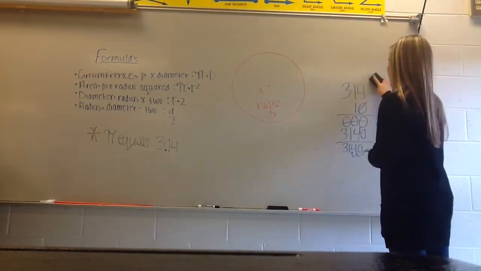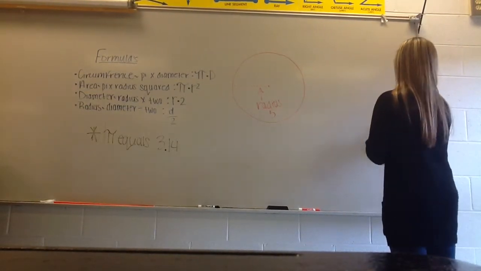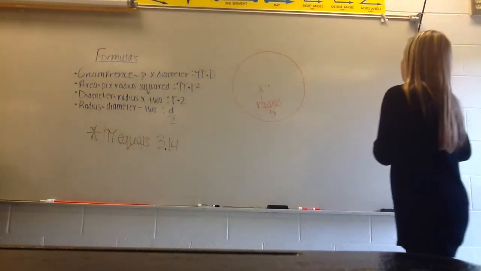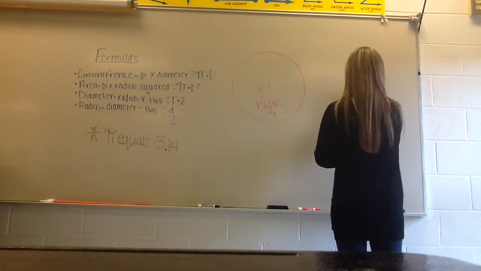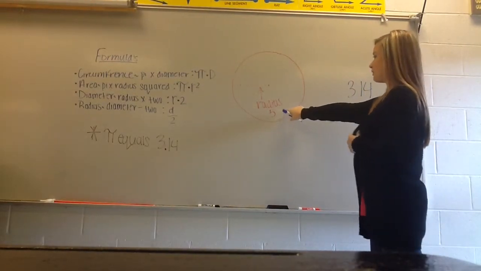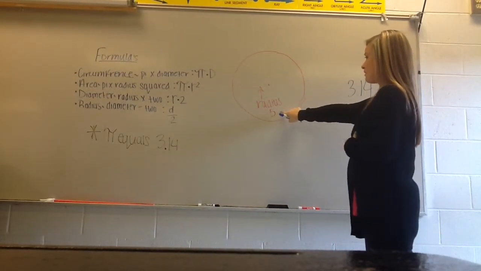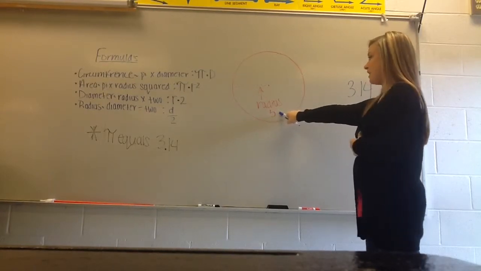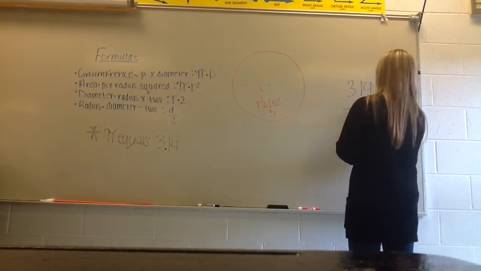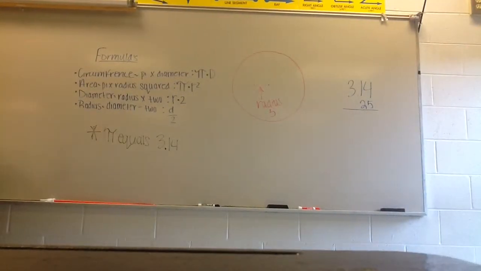Now we're going to do the area. The formula for the area is pi times radius squared. Pi is, again, just 3.14, and the radius squared, and the radius is 5, so 5 squared is 5 times 5, which is 25. So now we multiply 3.14 times 25.